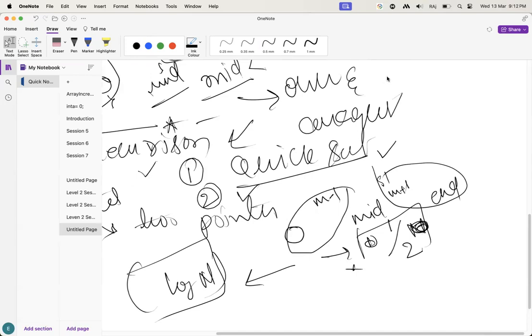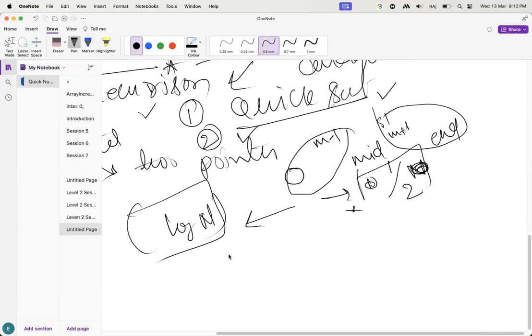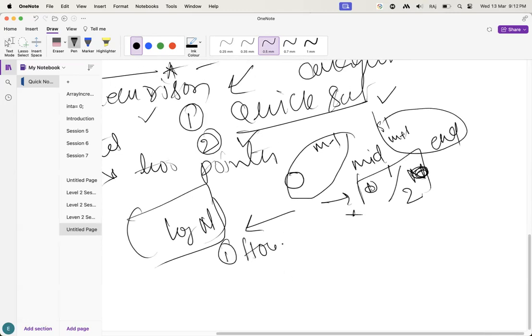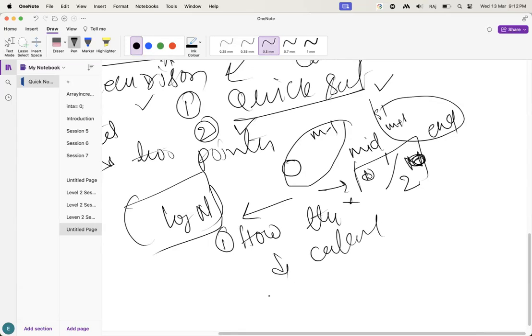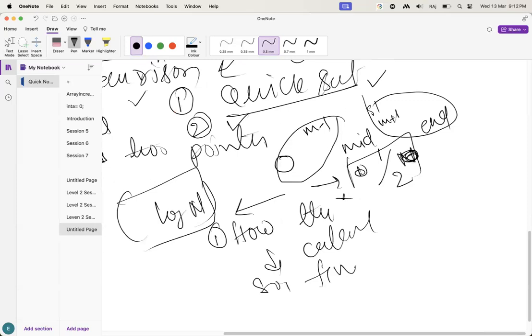Guys, I hope you understand. You have to check one thing, guys: how the calculation has been happening. Based on that only, you are going to find the time complexity.